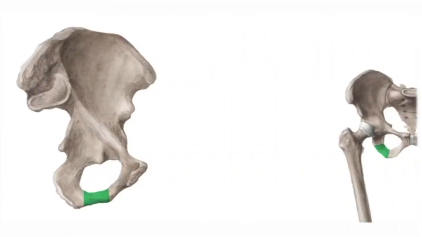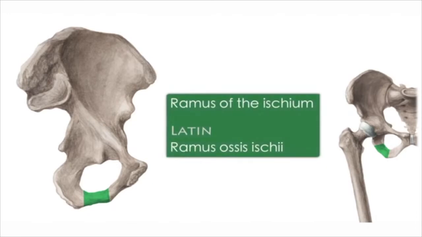Now, still on the ramus of the ischium, I want to add an important point here: the inferior portion of the ramus of the ischium is going to meet right here with another ramus, but this time the inferior ramus of the pubic bone, like we talked about before.